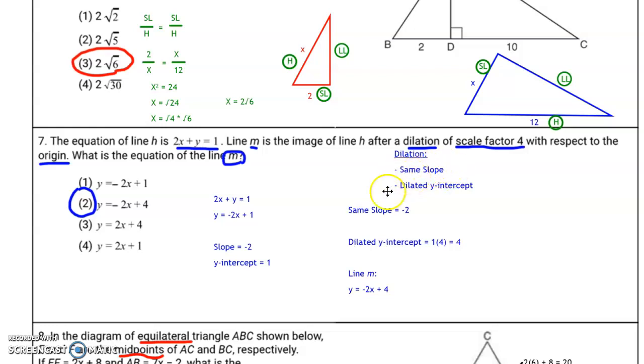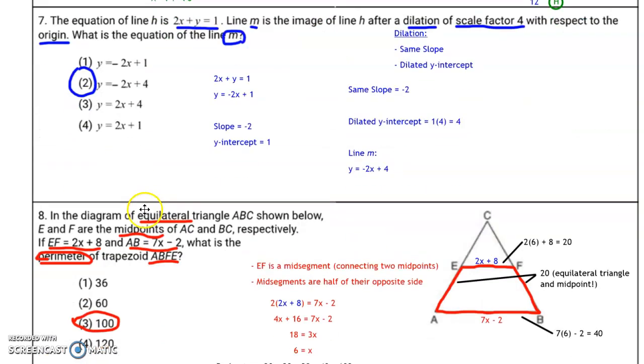I just keep the same slope, so the same slope would be -2. I do have to dilate the y-intercept, which means I'm going to multiply it by 4. That's the scale factor. So my y-intercept is 1, I multiply by 4, and I get 4. So y equals mx plus b. My linear equation should be y equals -2x plus 4. The -2 comes from the slope. The 4 comes from the dilated y-intercept.